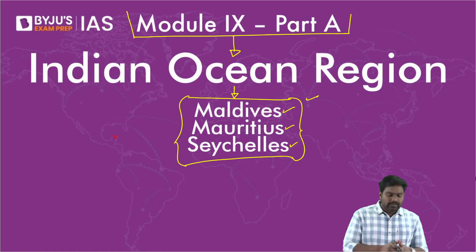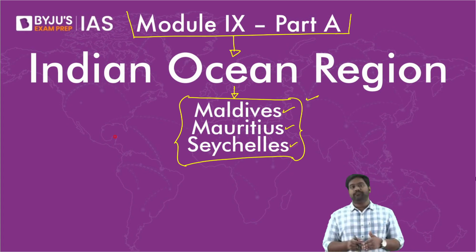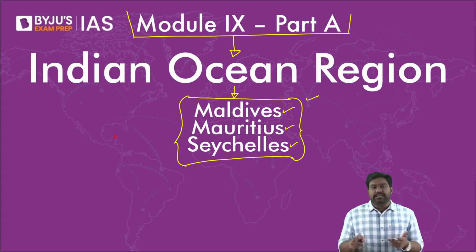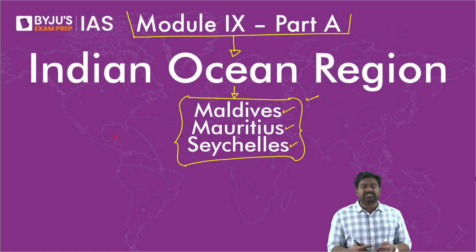But other than that, China can use the same dock facilities, the port facilities, for refueling its military vessels as well. Its naval ships, submarines, and spy vessels can access these ports and get refueling and logistical support.